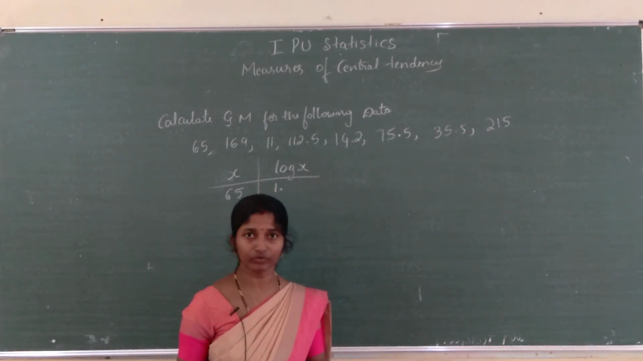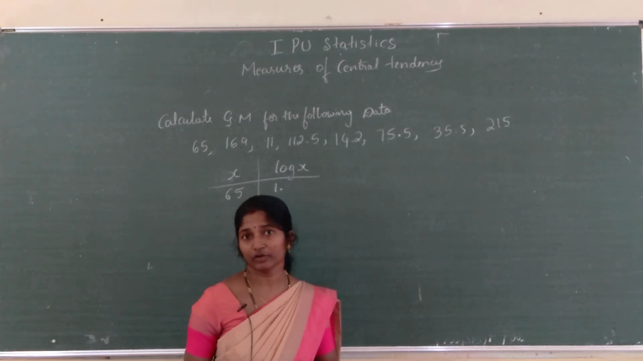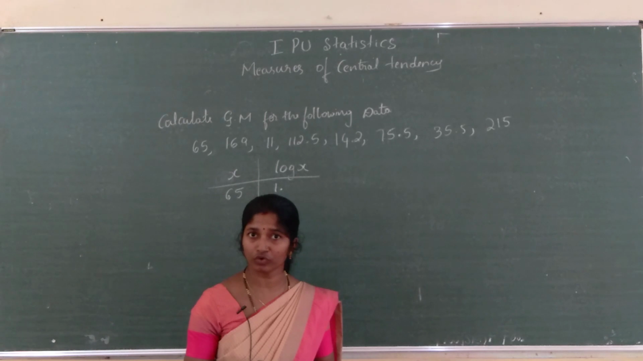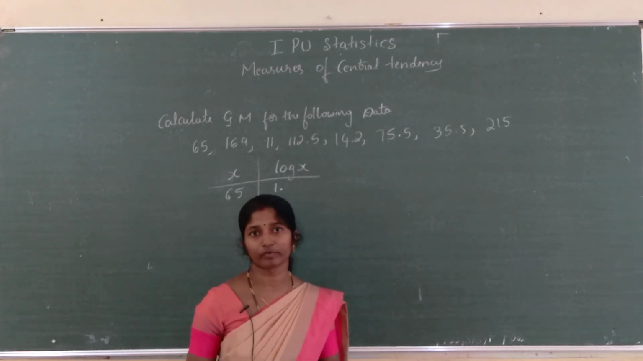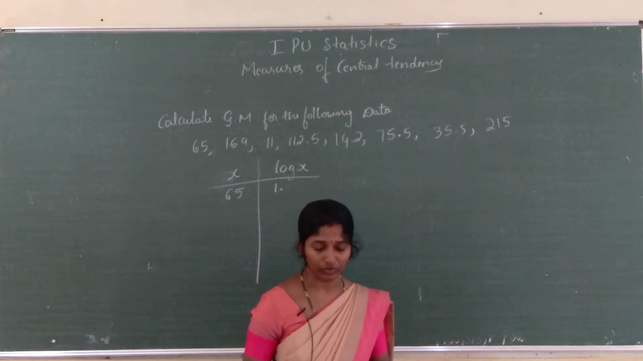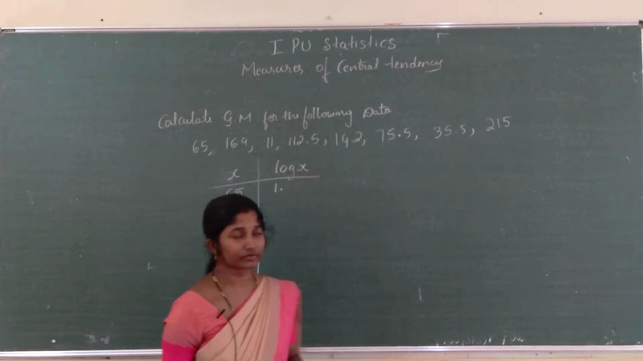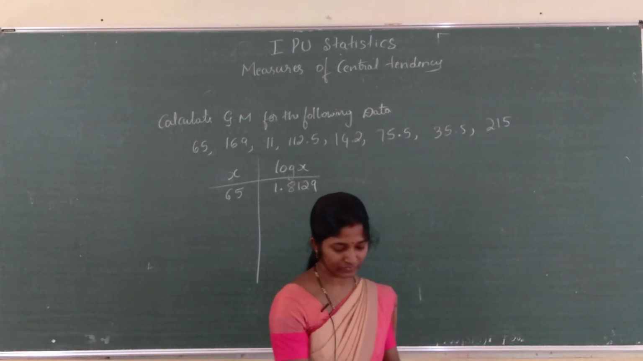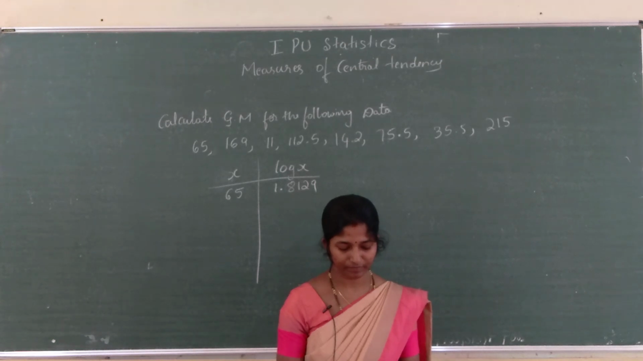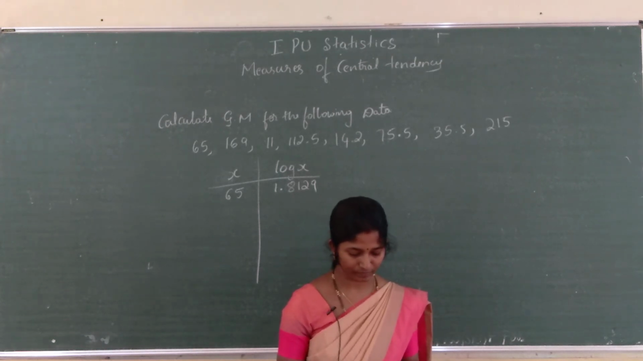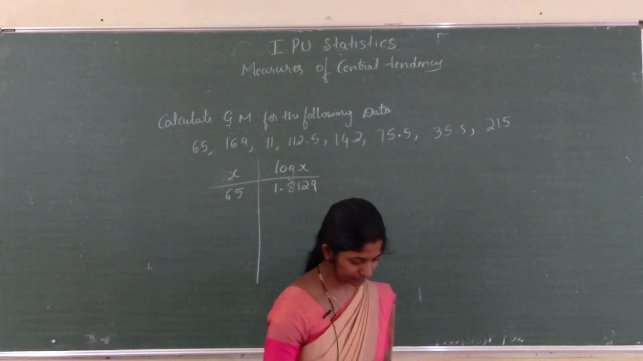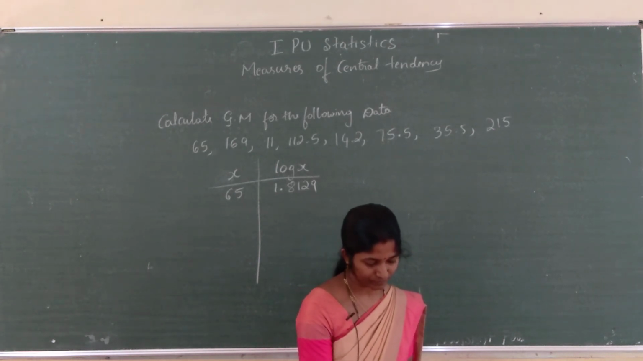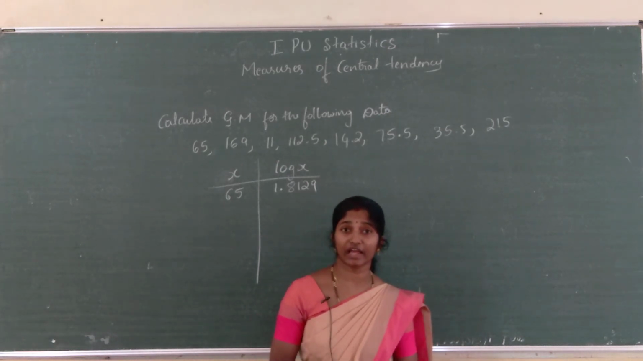You have to look in the log table at row 65, column 65. If there is no value, take the column 0. See that answer: 8129. We are getting 8129. I think all of you got that one.